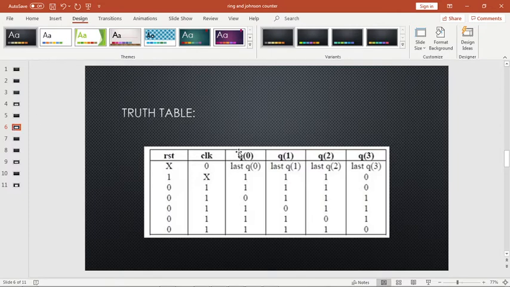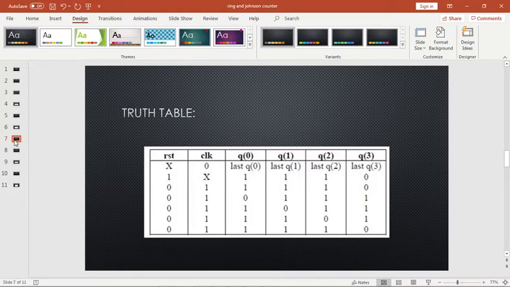Let us now look into the truth table. During the first clock pulse, we get no input. During the second clock pulse, we get outputs in the three flip-flops, and during the third clock pulse, we get output in the second, third and fourth flip-flop, and likewise we get three outputs in different flip-flops.